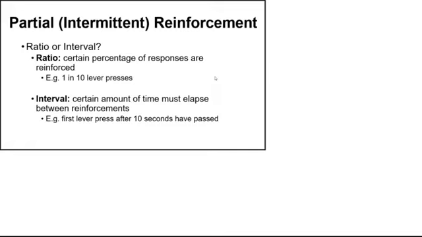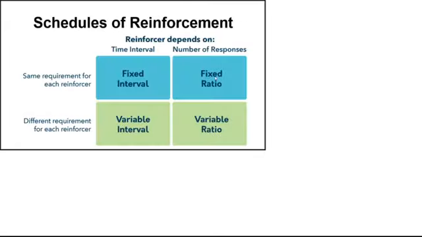Okay, so we're going to ask fixed or variable. And then we're going to ask, is it ratio or interval? And then we can combine that into this diagram here, where we have our 4 possibilities.